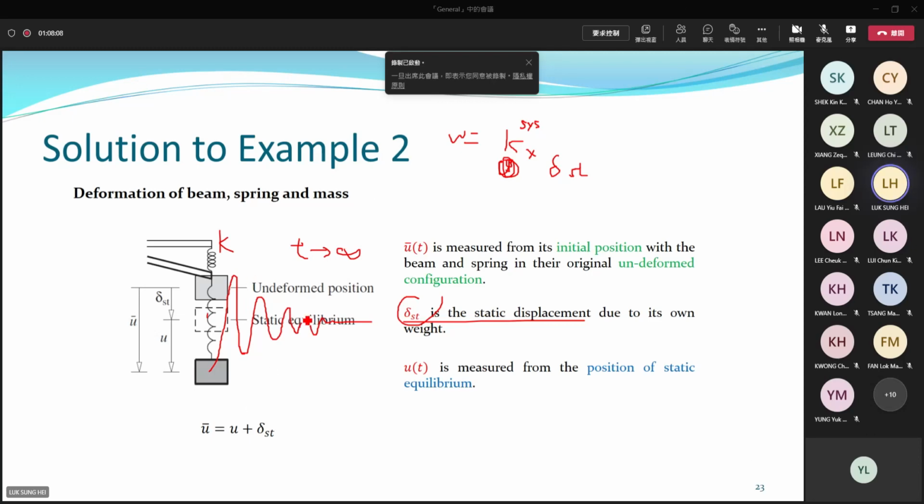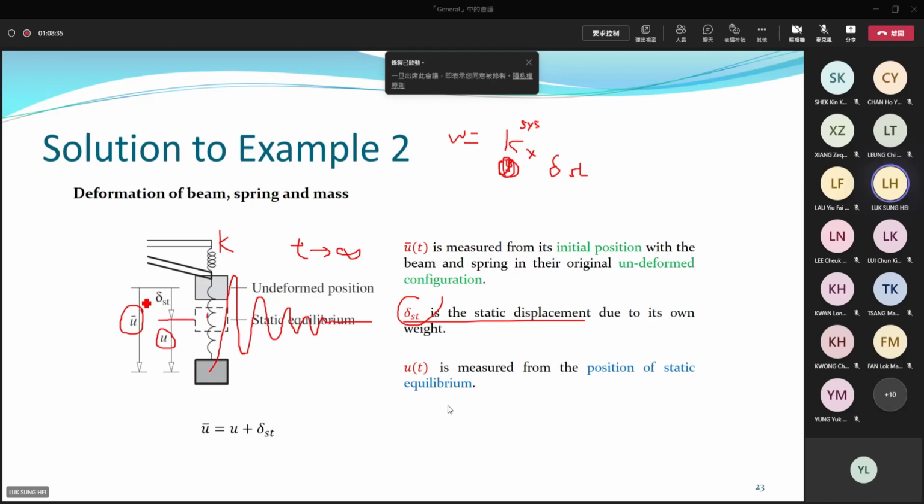If you like, you can measure displacement from this static equilibrium level, and then I use the other symbol U to denote the displacement. U is a displacement measured from static equilibrium, while U bar is a displacement measured from the undeformed position. These are the meanings for these three parameters: U bar, delta ST, and U.